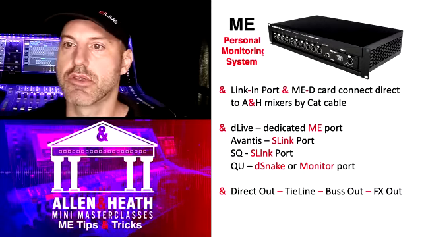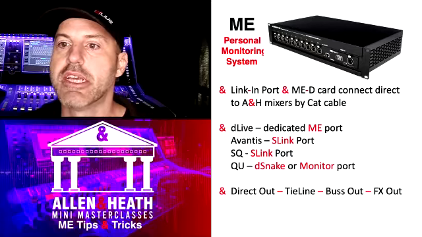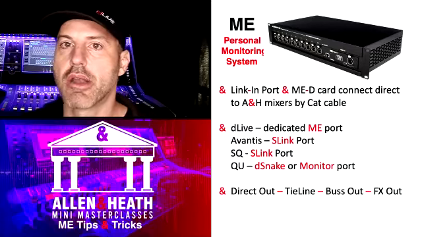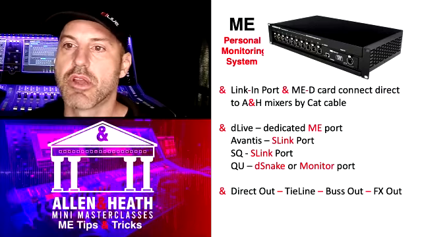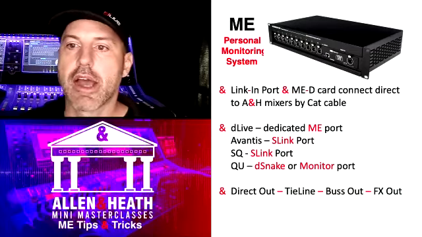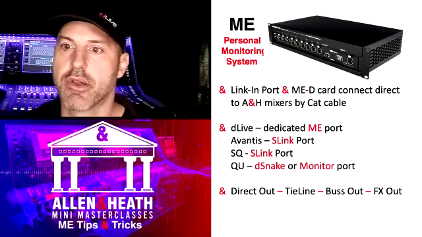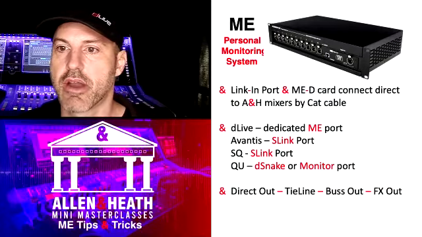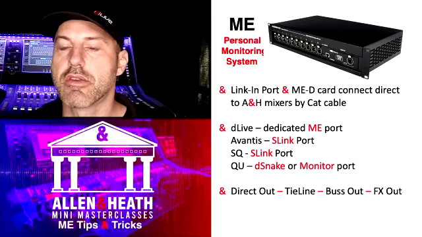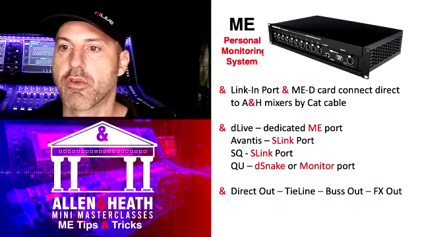So those, either the link in port or the MIDI card, can connect directly to any Allen & Heath mixer by CAT cable. On a dLive, there is a dedicated ME port on the mix engine, so that's where you would connect that. On an Avantis, you would come out of an S-Link port. On an SQ, you would come out of an S-Link port or an S-Link card, which I didn't put on there, but if you have an option card for S-Link, you could come out of there as well. And then on Qu, you're going to use either the D-Snake on the back of the mixer or the monitor port if you're using something like an AR2412.